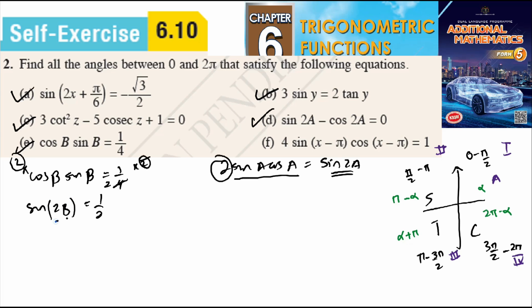Right, this one is sin 2B. So we can see that this one is the angle, and this one is equal to 1 over 2. So we see here 1 over 2 is positive, right? So the sign is positive in the first and second quadrant. So this one is Q1 and Q2. Okay, so now we use reference angle. So alpha is equal to sine inverse 1 over 2. So sine inverse 1 over 2, you get pi over 6.